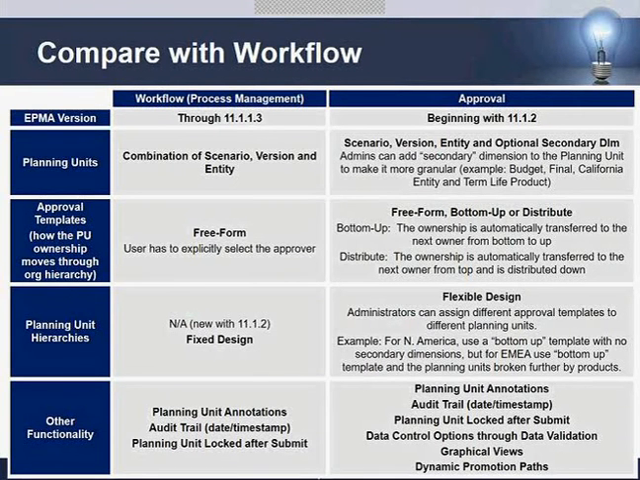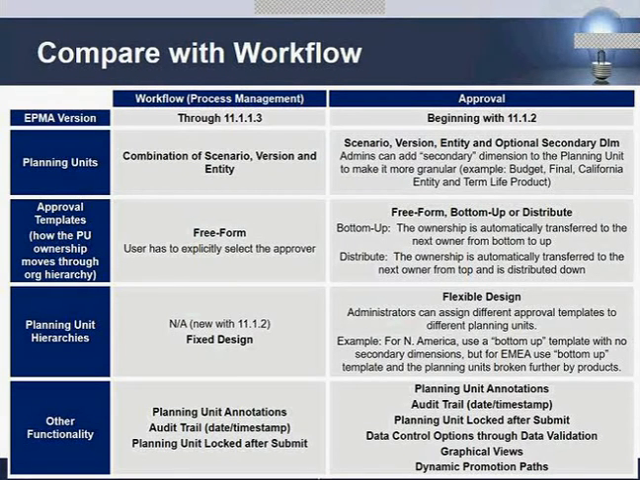In the old workflow process, you had to explicitly select the approver, so that's considered a free-form template. With the new approval process, you can do bottoms-up, which assigns the owner from the person working on the planning unit up through the hierarchy, or distribute, which is assigning it to the top of the hierarchy and then work your way down through the promotion path. Or it also can be free-form, so there's a lot more flexibility.